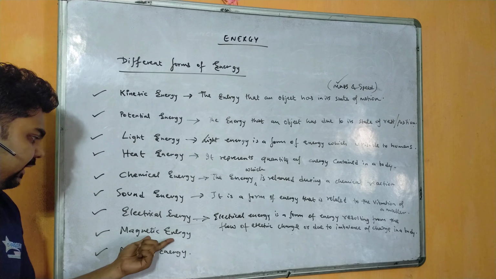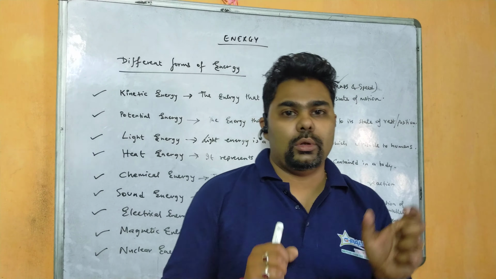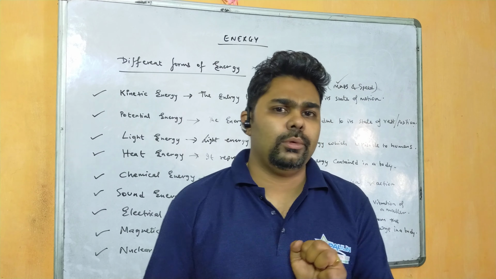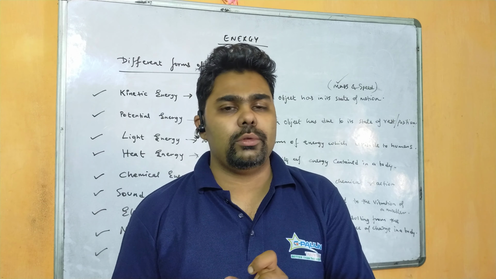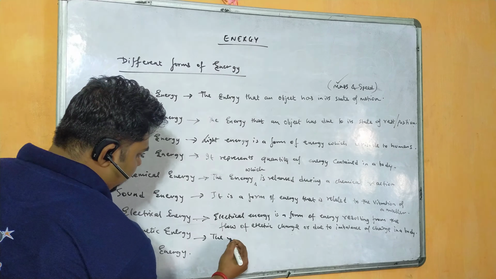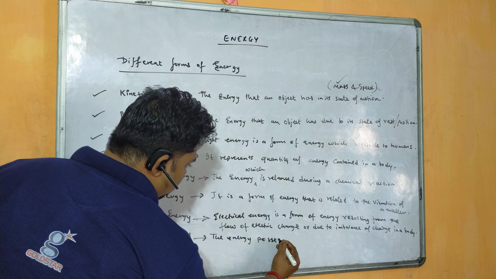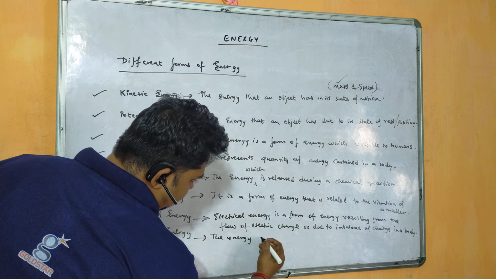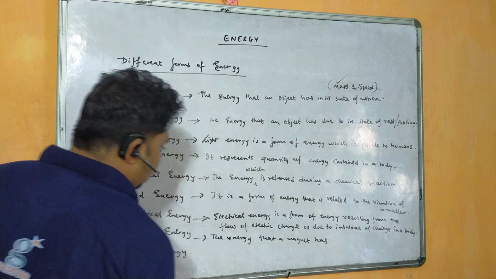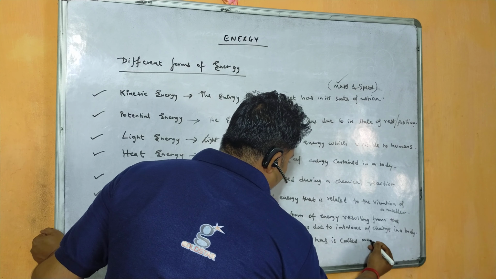Next we have magnetic energy, the energy possessed due to attraction between magnets. North Pole and North Pole repel each other, and North Pole and South Pole attract each other. In a simple sense, like poles repel each other and unlike poles attract each other. The energy that a magnet has is called magnetic energy.